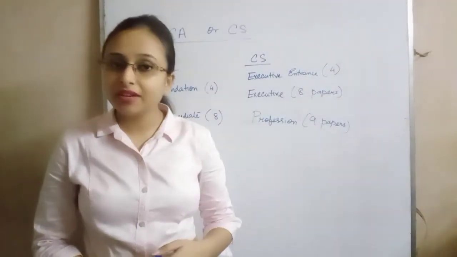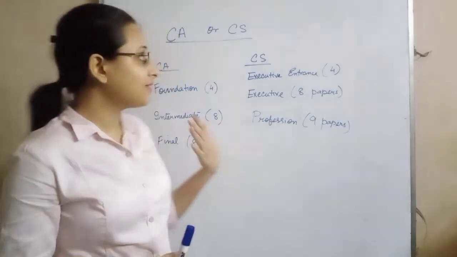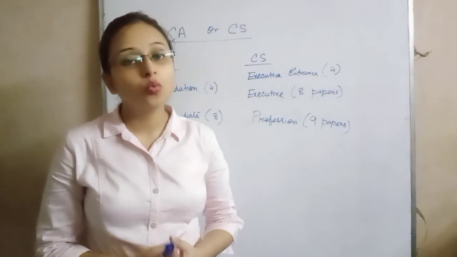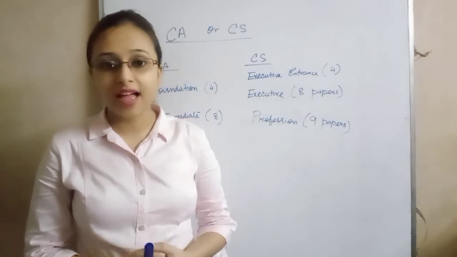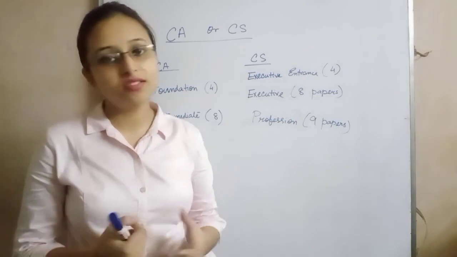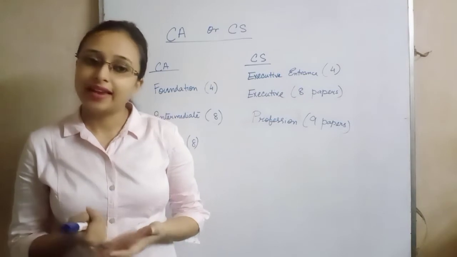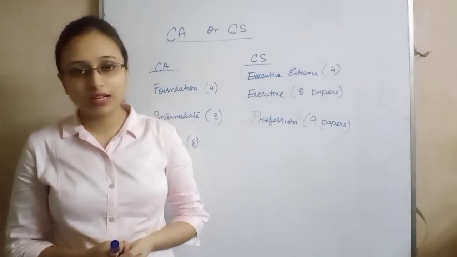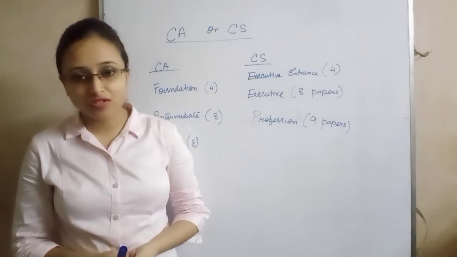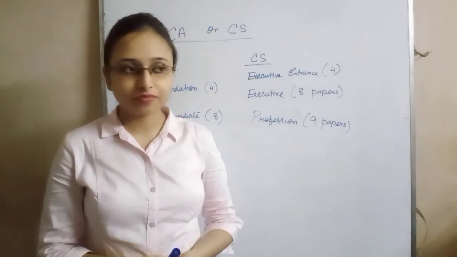But if you're really very dedicated and you can pass in one go, as I told you, the number of years required for CS will be around 2.75 to 3 years, and for CA it will be around 4.5 years, apart from the articleship. As I told you, if you want to do the articleship before taking your final and professional exams, you're welcome to do so. You will be saving your time.